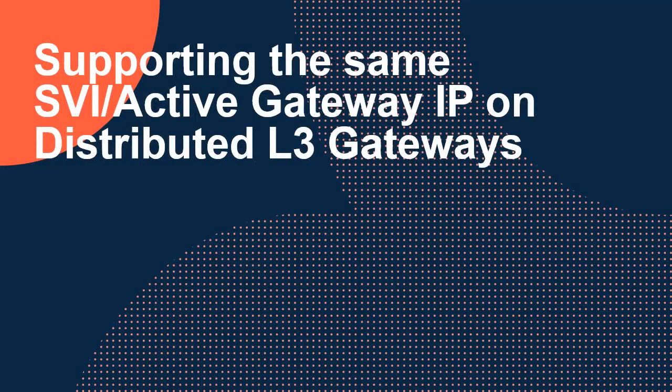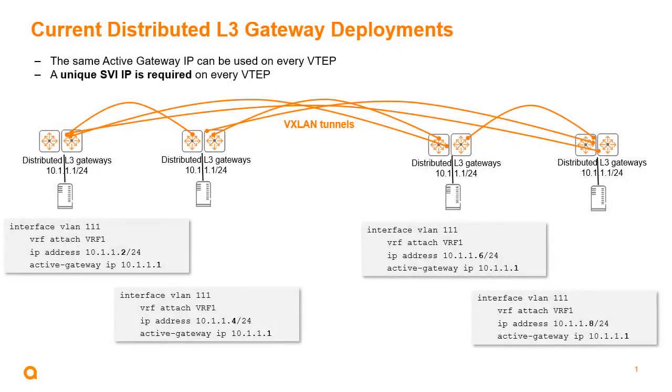Supporting the same SVI and Active Gateway IP on distributed layer 3 gateways. Before 10.9, you could use the same Active Gateway IP on every VTEP for distributed gateways. You can see the 1.1 is on every VTEP here, but a unique SVI IP is required on every VTEP. So you can see VTEPs have 1.2, 1.4, 1.6, 1.8. Those are the unique physical IPs on the SVI.